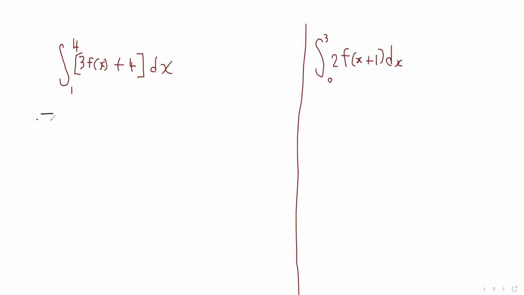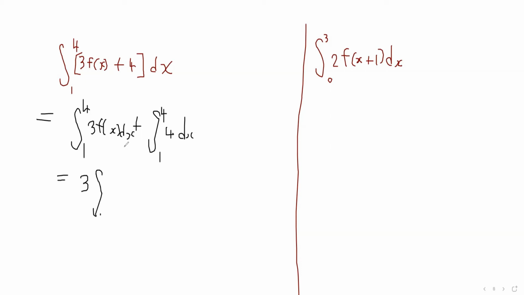To do this, first we can break it up as two integrals. This is the integral from 1 to 4 of 3 times f of x, plus the integral from 1 to 4 of 4 dx. All right, that's what we're going to have. Nice. Now we can factor out this 3 right here, and then we'll have the integral from 1 to 4 of f of x.